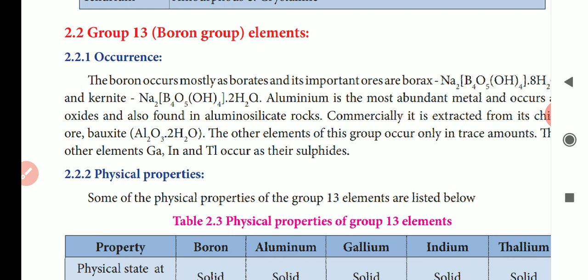Okay, listen here. First we will discuss occurrence, that is, what elements are present in the boron family.